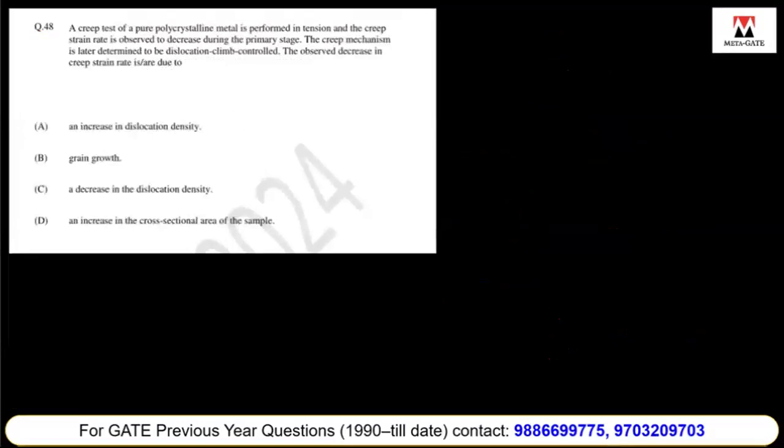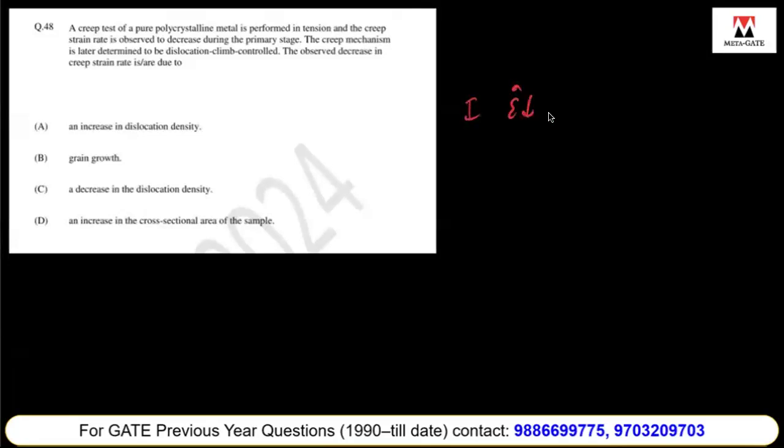The creep test for a pure polycrystalline metal is performed in tension, and the creep strain rate is observed to decrease during the primary stage. Then the creep mechanism is later determined to be dislocation climb controlled. The observed decrease in creep strain rate is due to. Now, the primary stage of creep is characterized by decreasing creep strain rate.